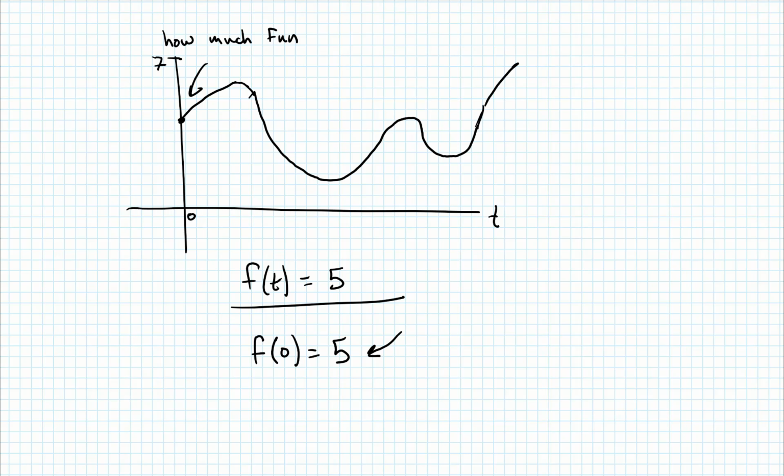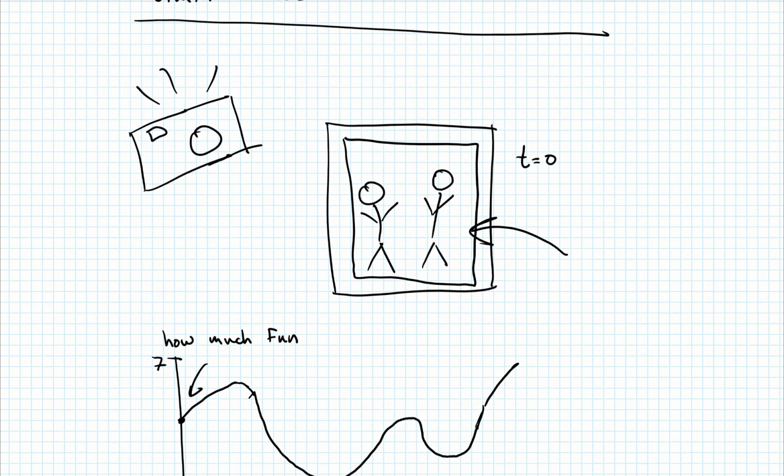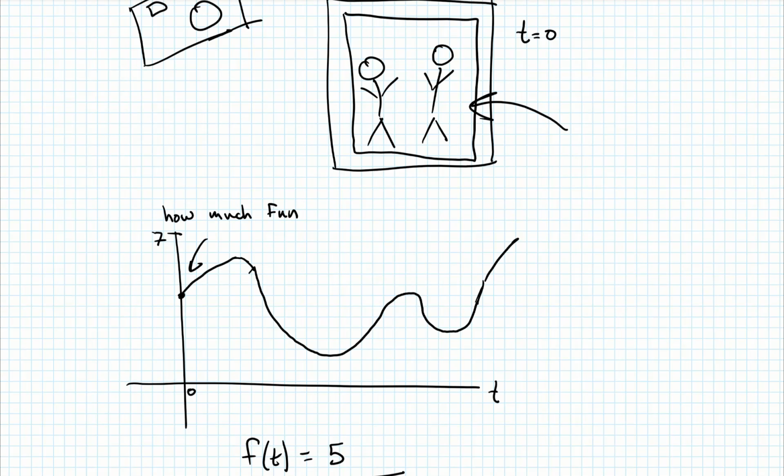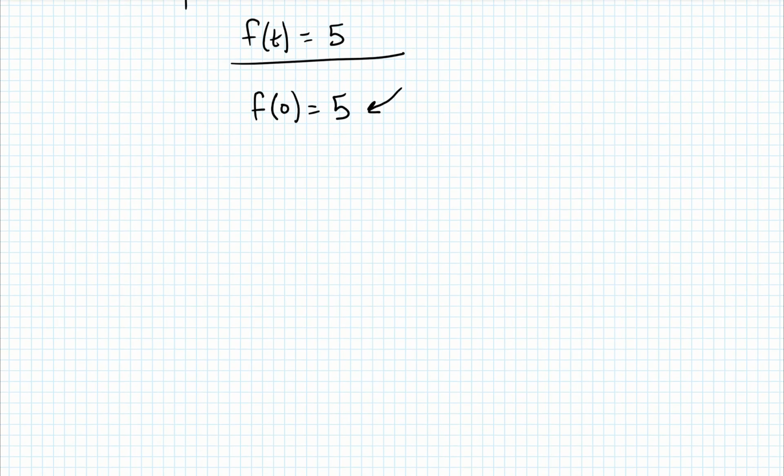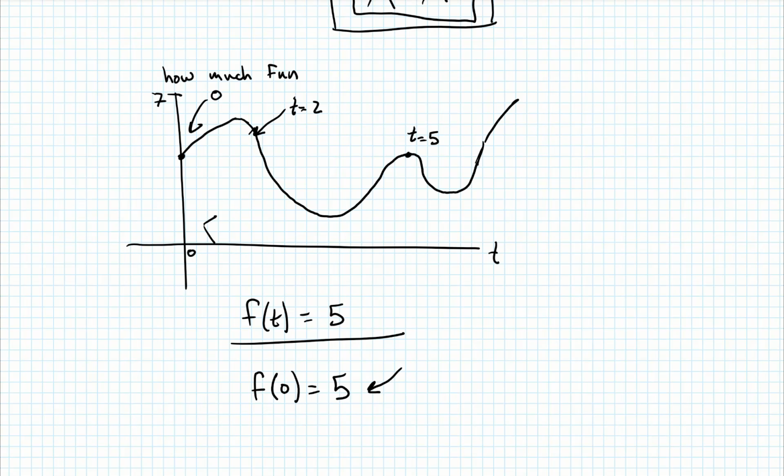So that's nice to know and all, but what if you want to know what's happening generally over time? What if I want to know not just what happens at t equals 0, or at maybe t equals 2, or at t equals 5 or 7? I want to know what happens throughout this entire graph. Over time, what's happening to my friends and I's happiness? Is it going up? Is it going down? Where is it going up? Where is it going down? When does it reach its highest? All of these things are things that I want to know.